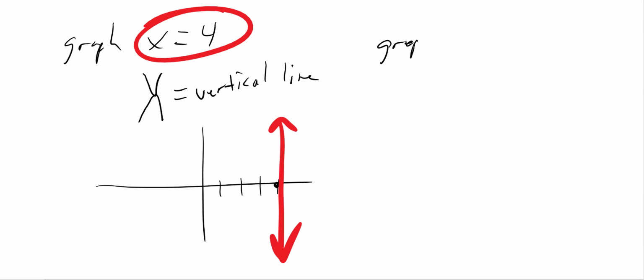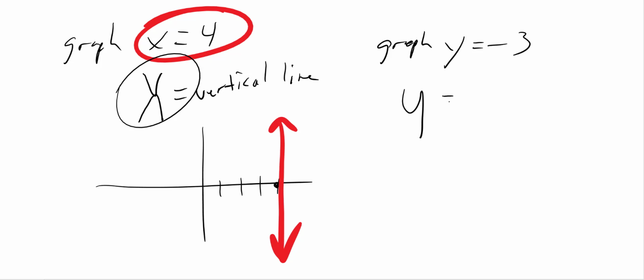Okay, so let's do another one. Graph y is equal to 3. Remember that a vertical line is made up of two v's, it makes an x. Well, look at this. If I write y this way, y equals 3, what does an upside down y give you? It gives you an h for horizontal line.